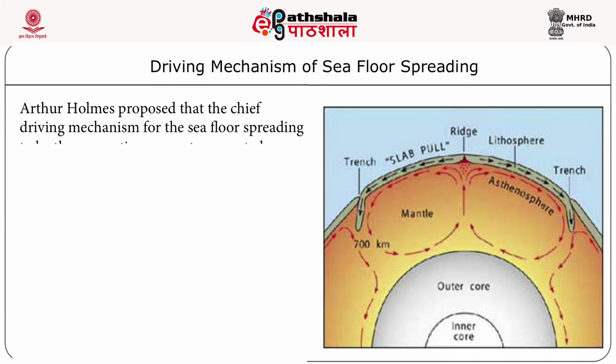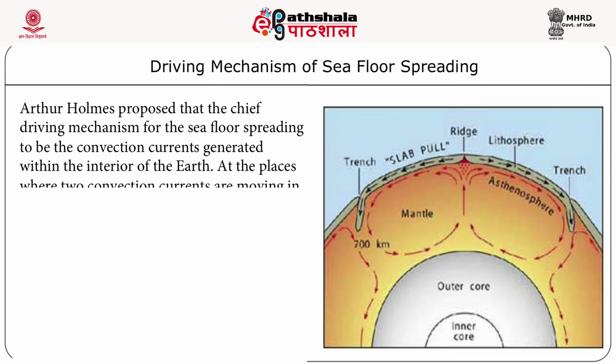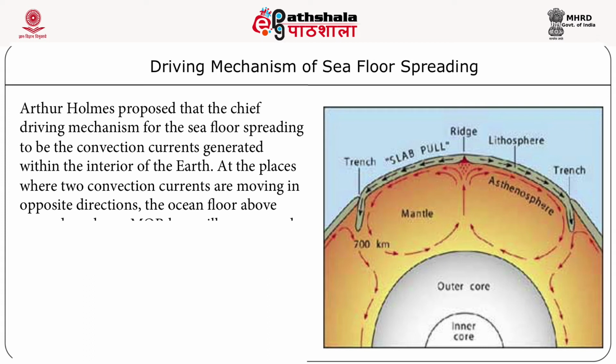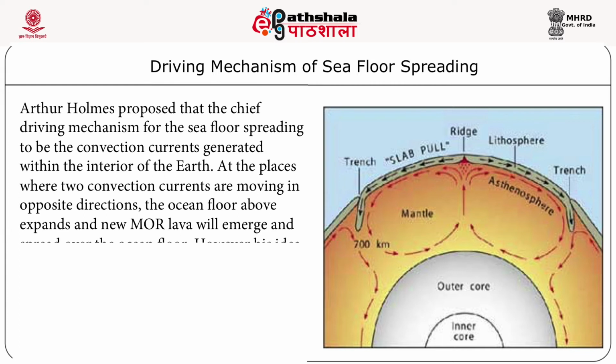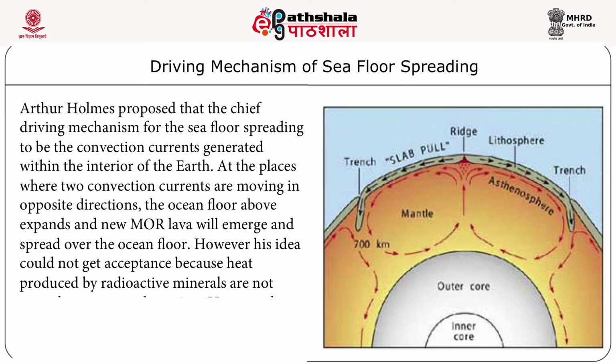Arthur Holmes proposed that the chief driving mechanism for sea floor spreading is convection currents. Convection currents are generated within the interior of the earth. At the places where two convection currents are moving in opposite directions, the ocean floor above expands and new MOR lava, that is mid-oceanic ridge lava, will emerge and spread over the ocean floor.